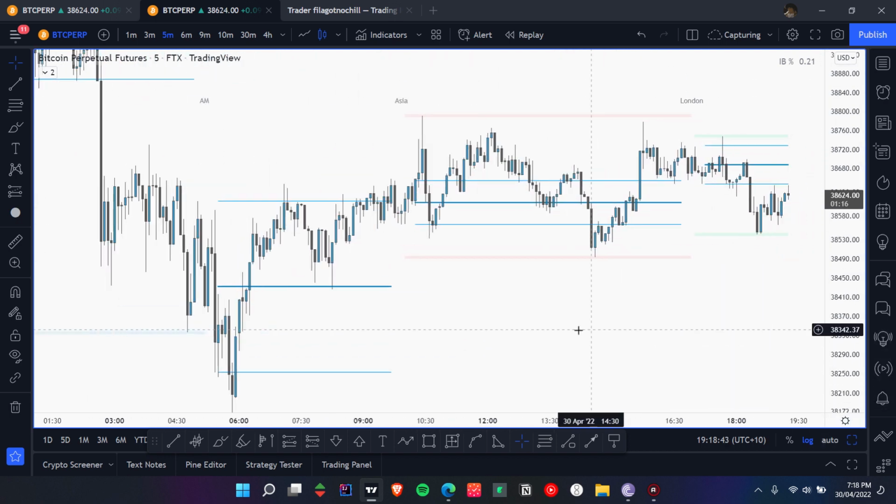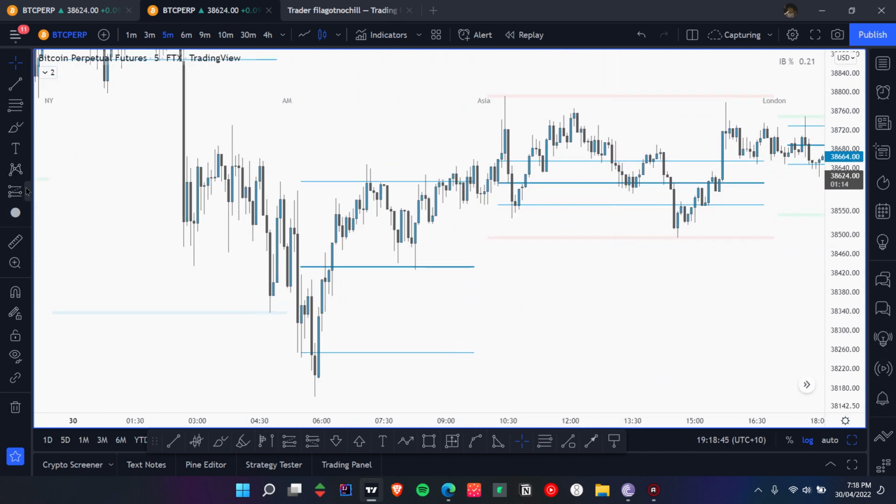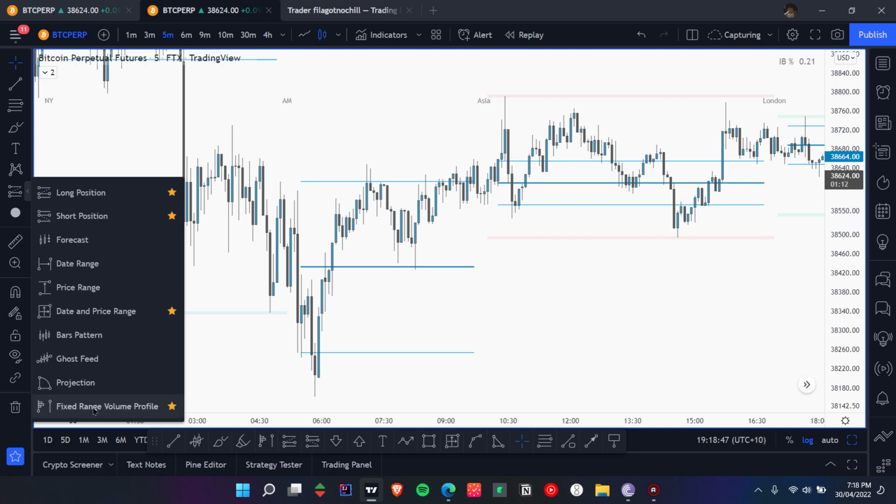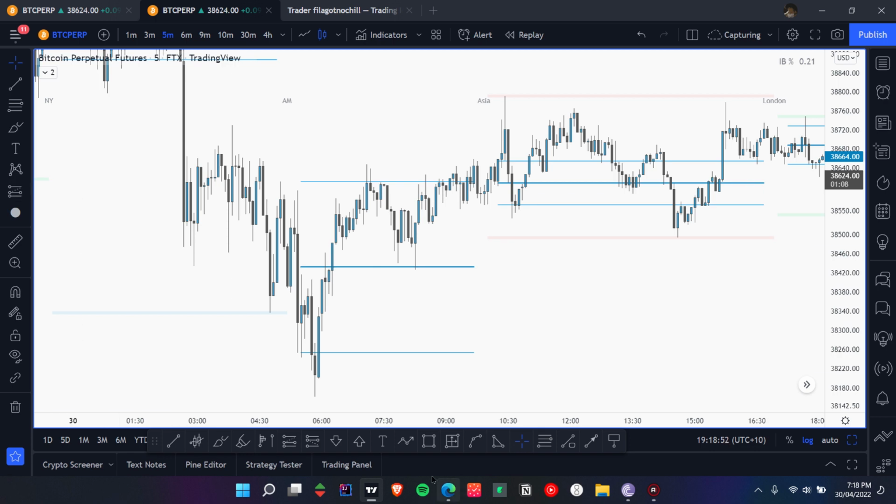Now, where can you find a volume profile? It is right here, fixed range volume profile. You can just favorite it and it will create a toolbox, and from here you just take this.